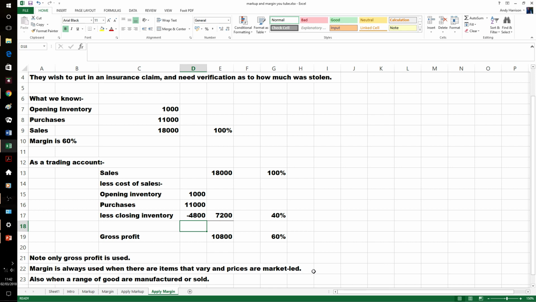Margin, often use lots of items at varying prices, so we're working out a mixed batch of what we make and sell, particularly if we've got a market led price, so we know what price we can sell something for, and then we work out our margin.